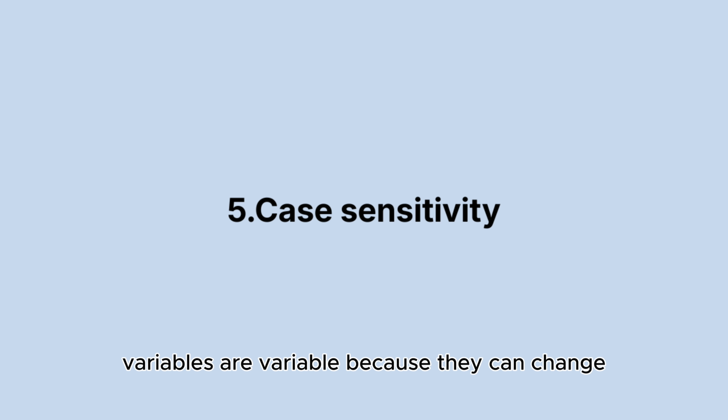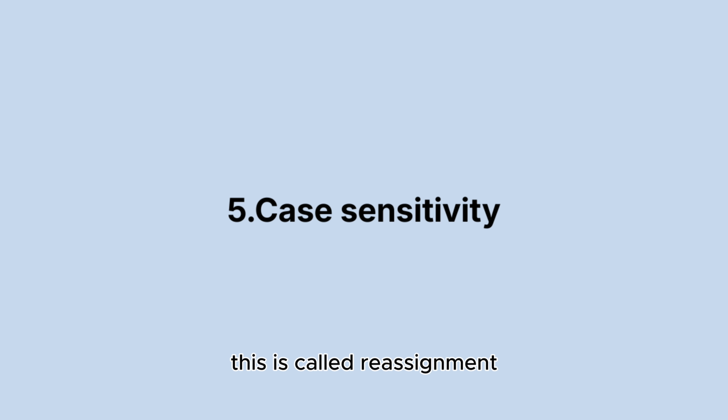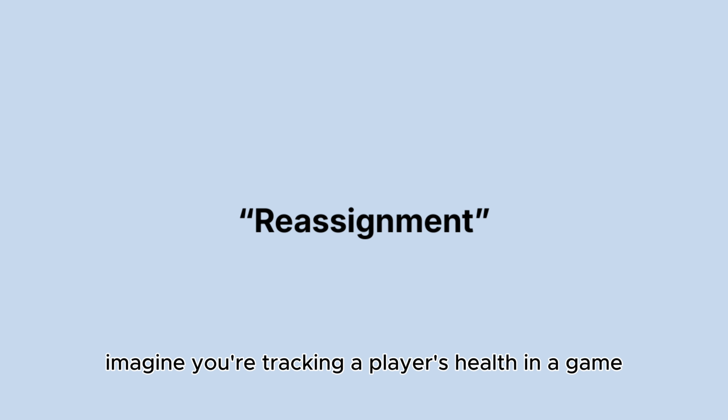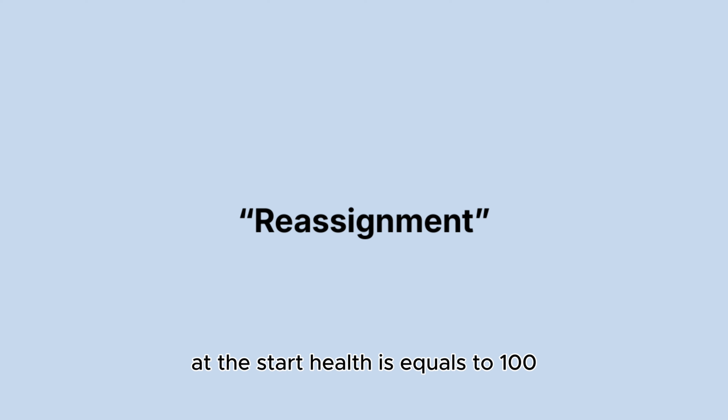Variables are variable because they can change. This is called reassignment. Imagine you're tracking a player's health in a game. At the start, health equals 100. When the player takes damage, we reassign it. Health equals 80. The old value 100 is thrown away and the name tag now points to 80.